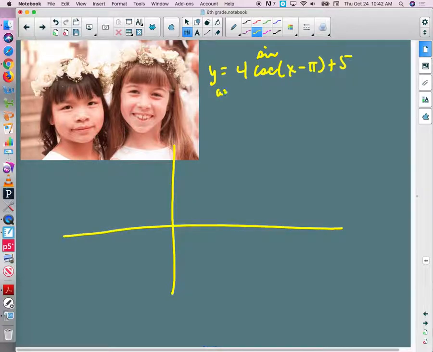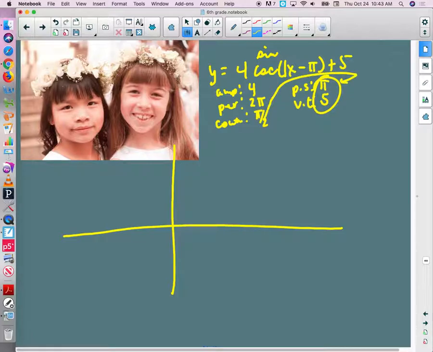So for just a minute, I'm going to treat it like sine. All right, so what's the amplitude? 4. What's the period? 2 pi over 1. Coefficient, okay. Are y'all all right with pi over 2? Phase shift? Pi. Vertical translation? 5. This is my starting place, my new target. I'm going to add this to that in just a minute. So I'm going to move over pi and up 5.